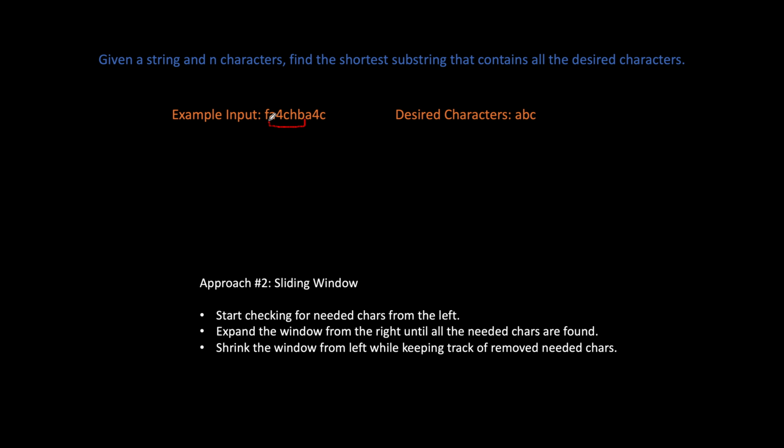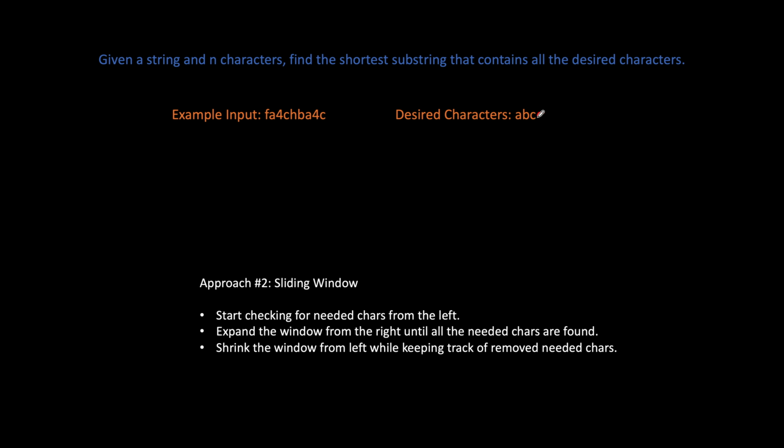So what we do here is shrink it by 1. We eliminated F, but it's not a desired character. So this is still the shortest substring that has all the desired characters. Let's continue shrinking it. Oh, A is gone. So we have B and C, but not A in the substring. So what we should do is expand it. We found A again. So this substring again contains all the desired characters. We're going to continue doing this and find the shortest substring that satisfies the constraints.